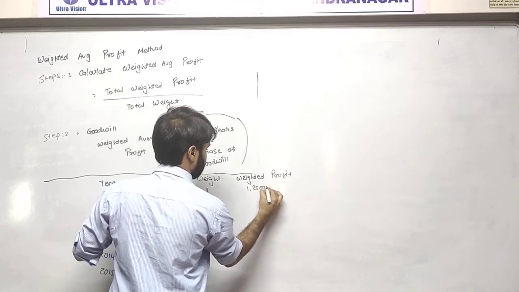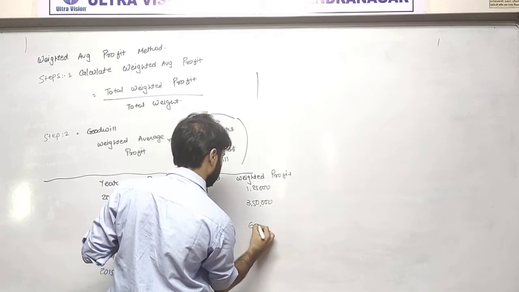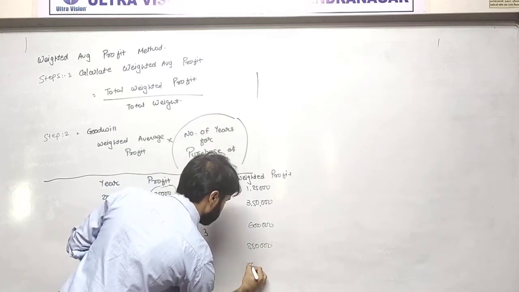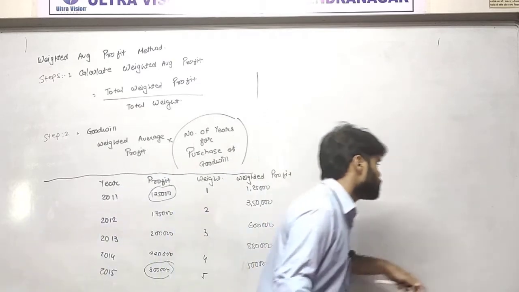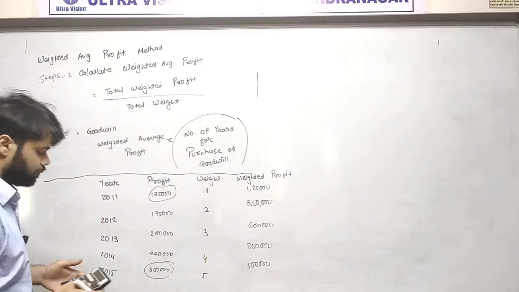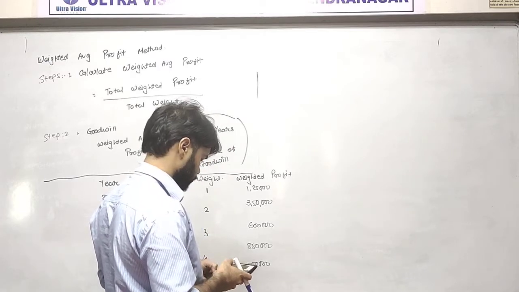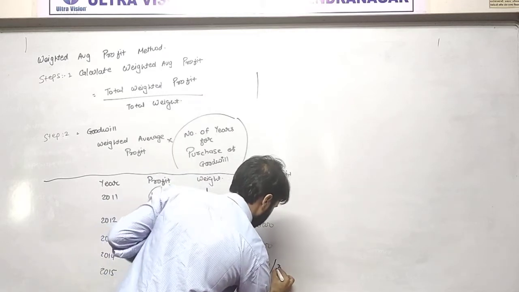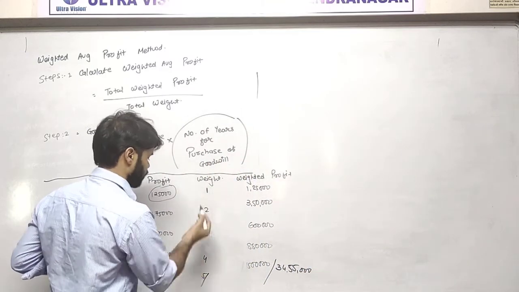Weighted profit here is 1 lakh 25,000, 3 lakh 50,000, 6 lakh, 8 lakh 80,000, and 15 lakh. Let's make the total. The total is 34 lakh 55,000.